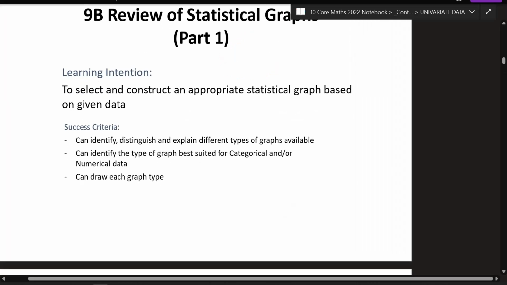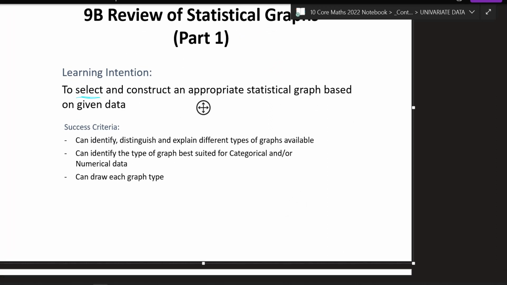So what we're going to learn today, or our intention for today, is to be able to select and construct. So choosing and making an appropriate display for your data based on the data that you have. If you have categorical data, there's a specific way of showing it. And if you have numerical data, there's also a specific way of showing it. So you've got to know there's a difference between both.